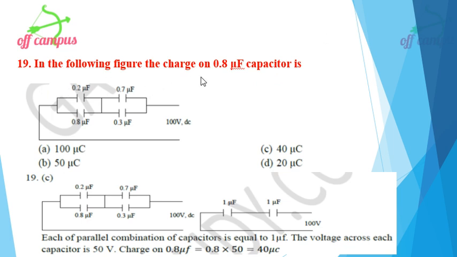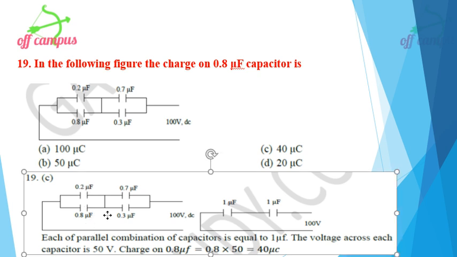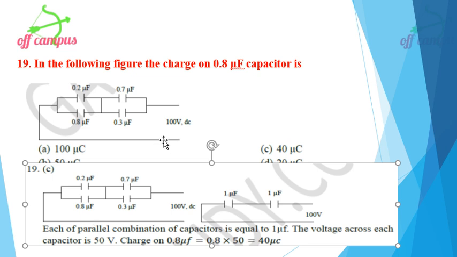In the following figure, the charge on the 0.8 microfarad capacitor is. We need to find the charge for this 0.8 microfarad capacitor. 100 volts DC is connected across this circuit. These two are in parallel. Whenever capacitances are in parallel combination, we just add them. So 0.2 plus 0.8 we get 1 microfarad, right? Again these two are in parallel combination, so 0.7 plus 0.3 is 1 microfarad.